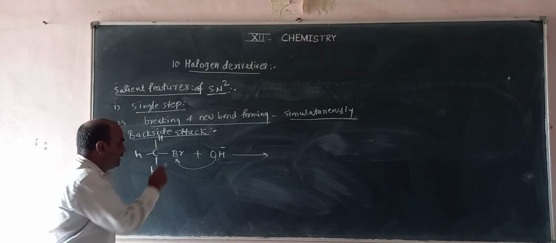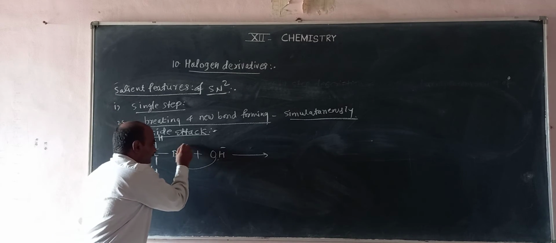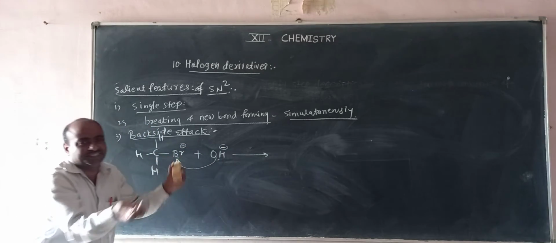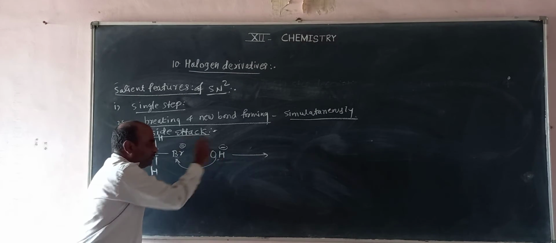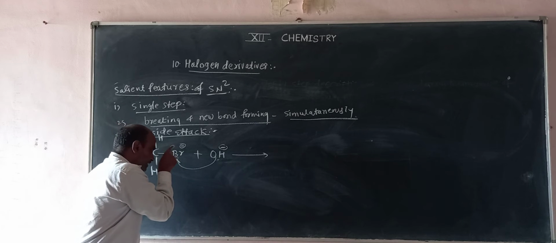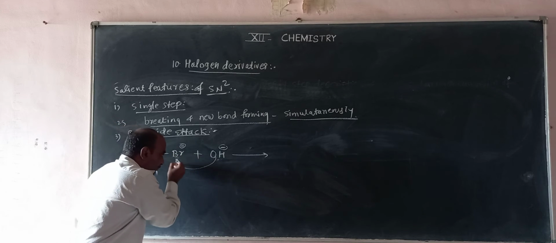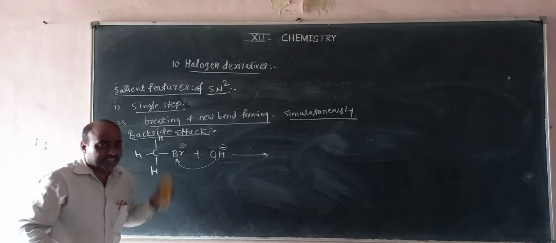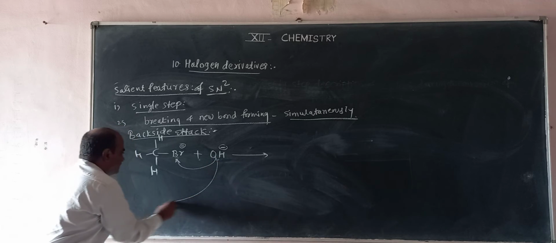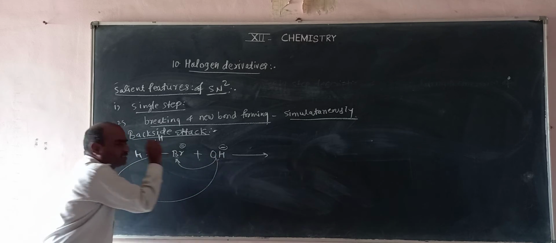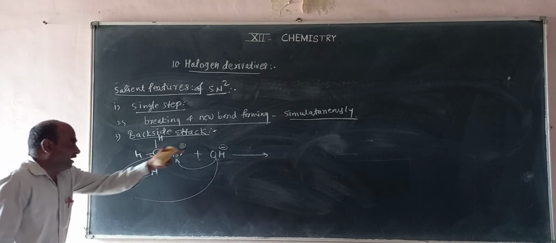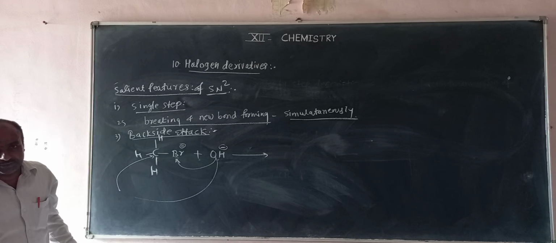So what happens? It repels. Br carries a negative charge, and OH also carries a negative charge. So repulsion takes place between Br minus and OH minus. Br minus is the bigger nucleophile, but it slightly repels the OH minus ion. Hence, instead of the front side, OH minus attacks on the opposite side of the bromine atom. The OH group is attached on the opposite side of the bromine.